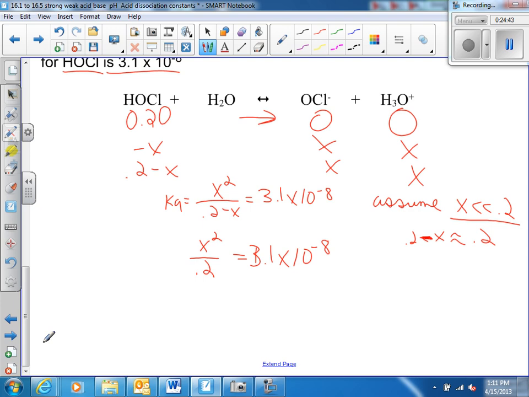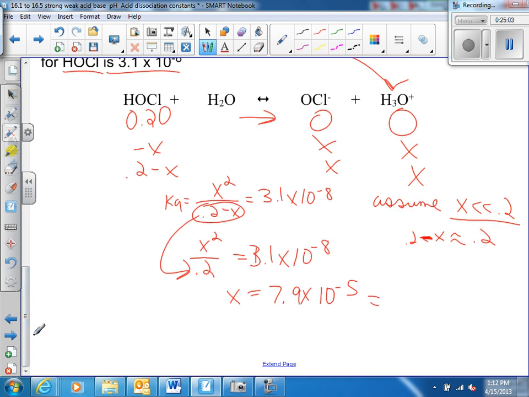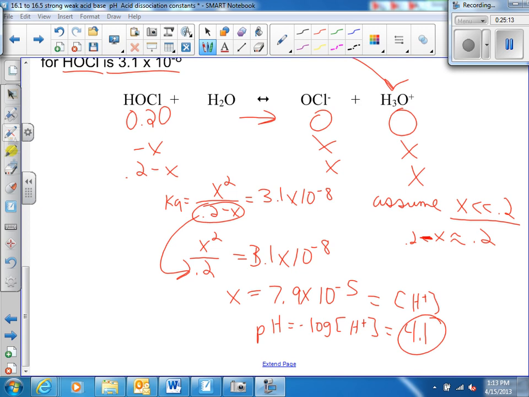So if I have that, then I know we're good. So this piece right here is approximately 0.2. All right, and that gives us x is 7.9 times 10 to the minus 5. The problem asked us for the pH, which is from the H+. This is the H+. pH is negative log of H+, which is 4.1. Okay, and we will do a bunch of sample problems in class.